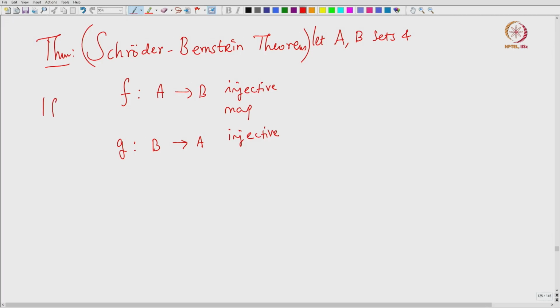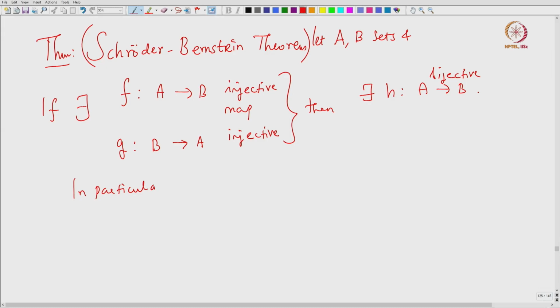So, then this would imply that there exists a bijective map from A to B, and in particular that we have the cardinality of A is the same as the cardinality of B. Okay. So, this is the statement. So, let us actually try to prove this statement using this previous lemma.